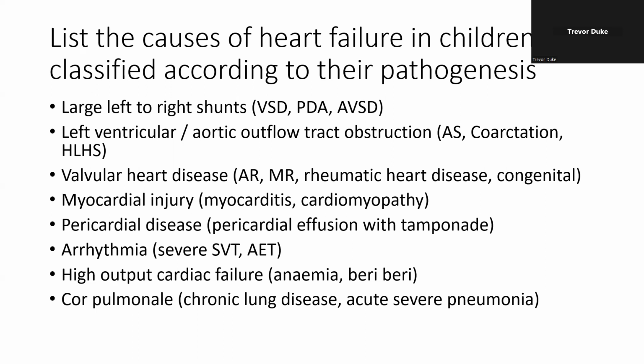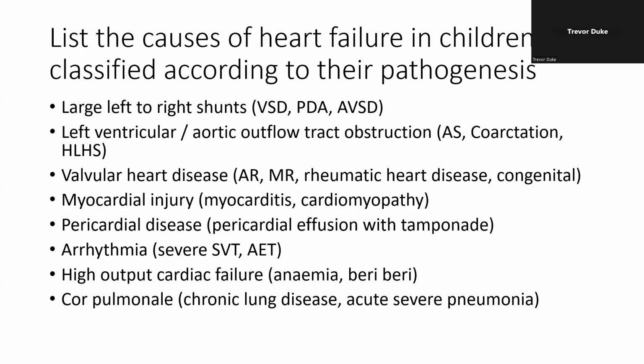Then we think about pericardial disease. So we thought about left to right shunts. We thought about left ventricular outflow tract obstruction. We thought about valvular heart disease, congenital and acquired, and myocardial injury. But there's also the pericardial sac. So think about whether there's pericardial effusion with tamponade, or constrictive pericarditis, that can lead to heart failure. That could be related to staphylococcal infection or related to tuberculosis, or there are some other inflammatory conditions like lupus and other things that can lead to pericardial disease. But typically, a large pericardial effusion with tamponade leads to heart failure.